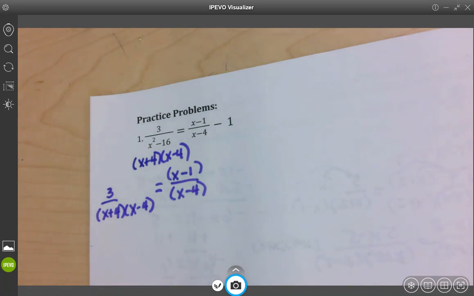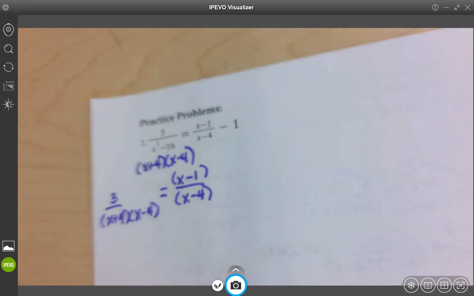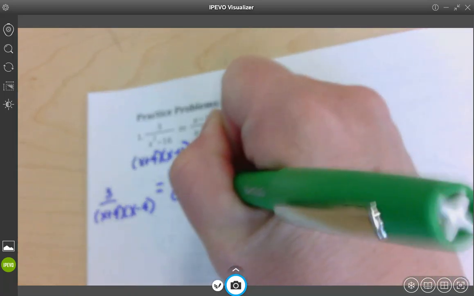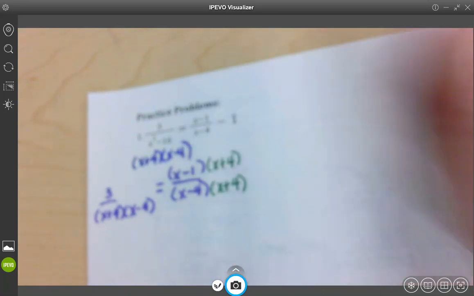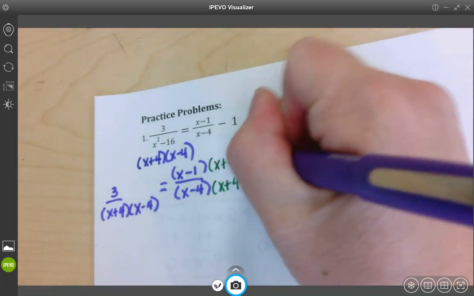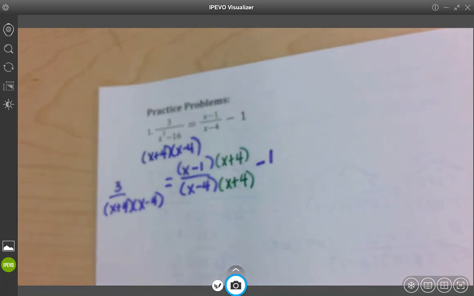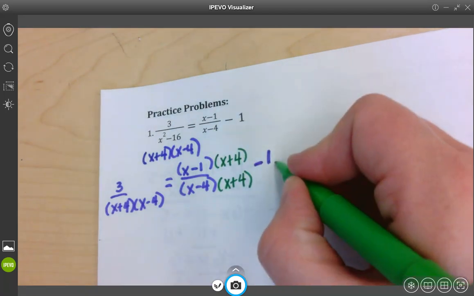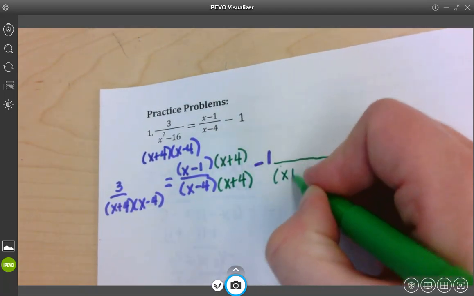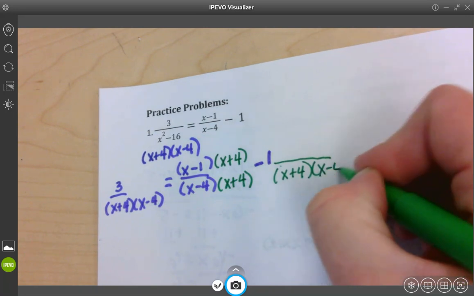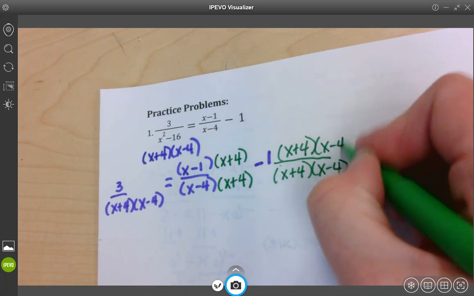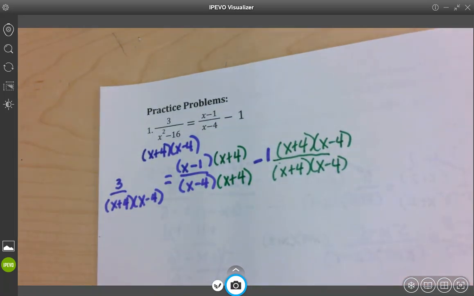All right, so this fraction is missing x plus 4, so I'm going to put that. One moment. Let me just finish this line up, okay? This one is missing both the x plus 4 and the x minus 4. Okay, so everybody now has a common denominator of x plus 4 times x minus 4.